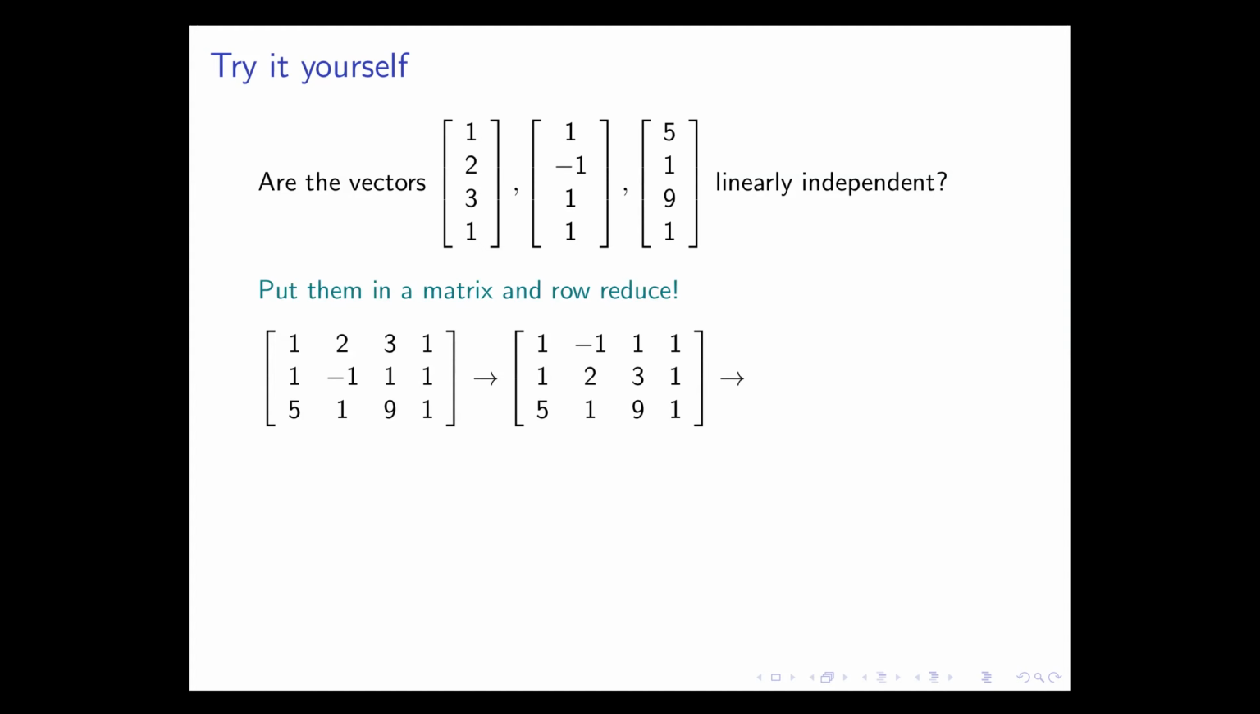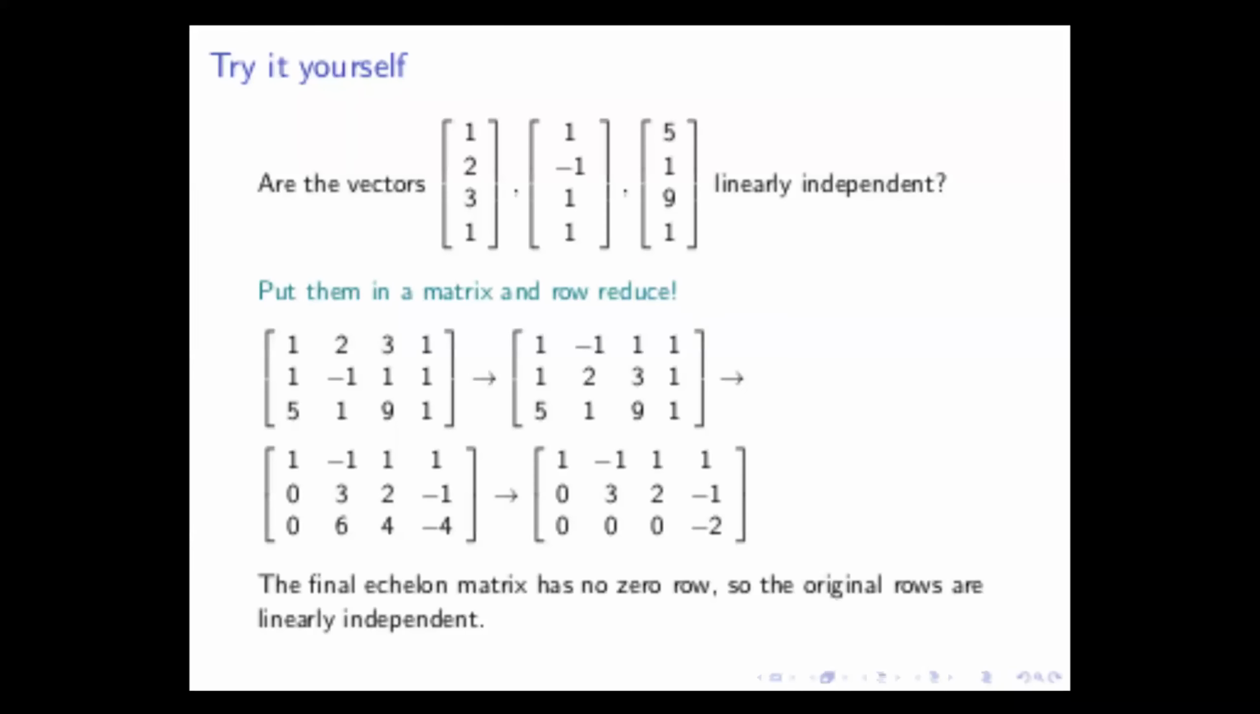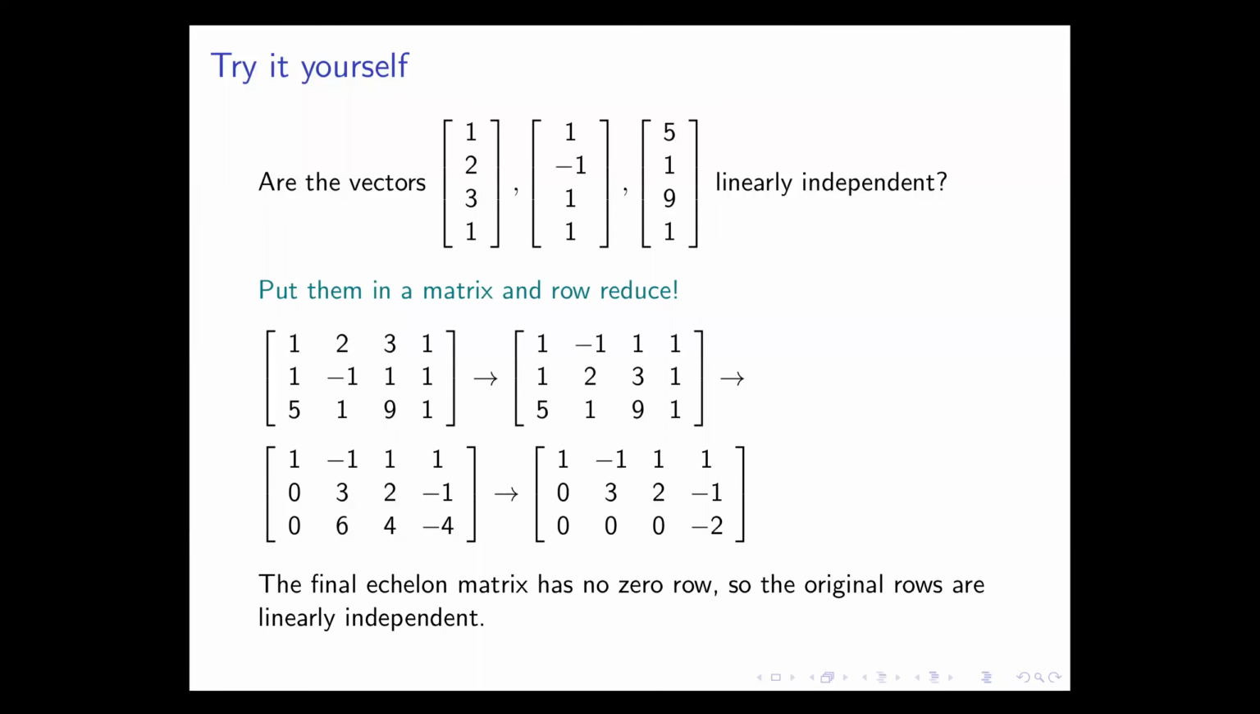We need to find the pivots. Again, to reduce the complexity of operations, it's easier to swap the first 2 rows. After you do that, you isolate the first pivot column, then the second pivot column, and the last one. So there's a free variable, and the final echelon matrix has no 0 row. So the original rows are linearly independent.